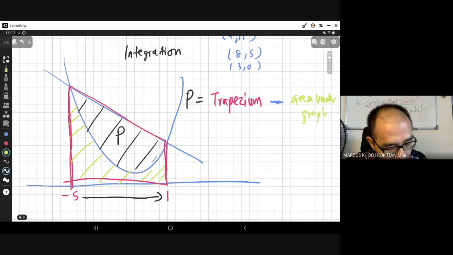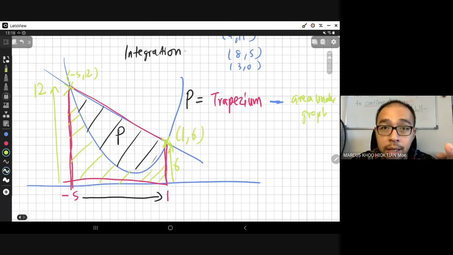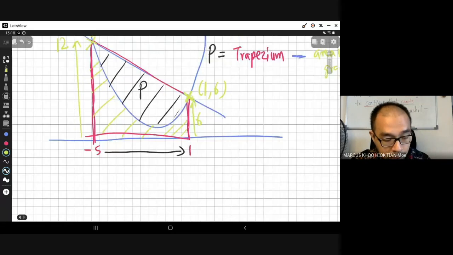Okay, what is this one? The height of this is 12, from the coordinate just now, and the height of this is 6, because of the coordinates here. This is negative 5 and 12, and this is 1 and 6. So you know its height. That's why part A of the question is so important, because it tells us more information than just the coordinate. It tells us the height as well. So we can calculate the trapezium.